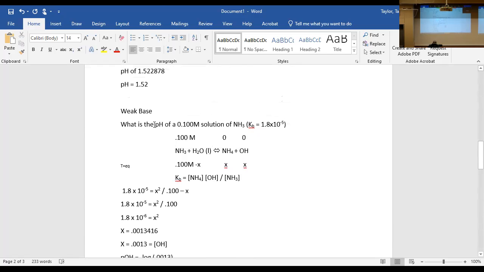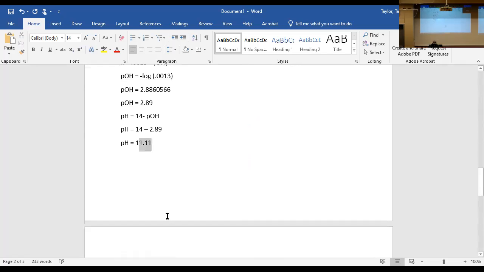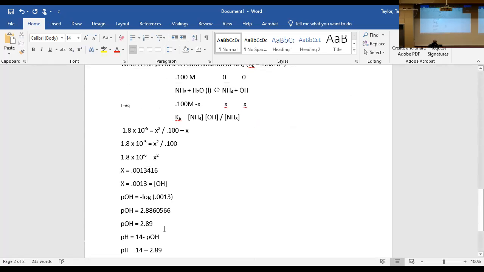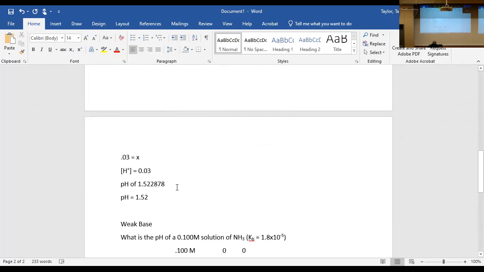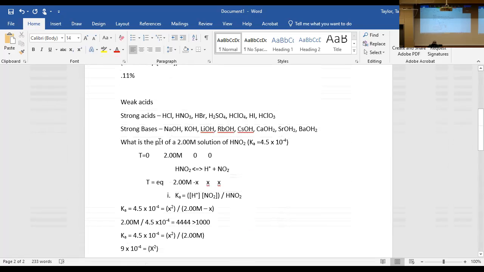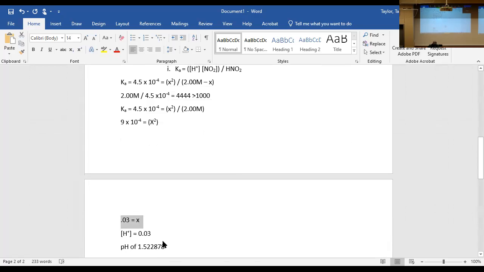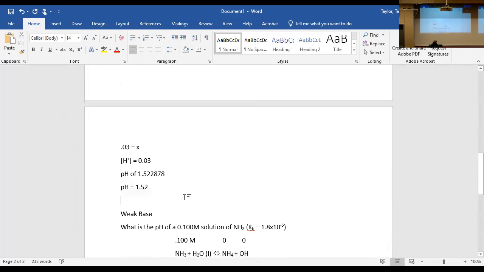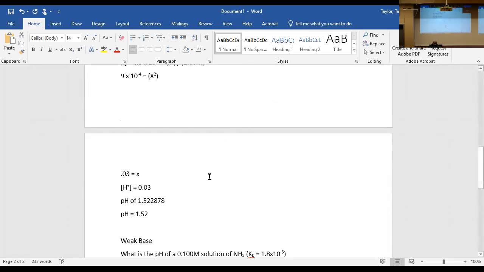And you check it by saying, you see that's a base, so you know it needs to have a pH higher than 7. And that's exactly what it is. It's 11.11, so that checks out. And you know that you're at least in the right half of the right answers. And also, if you ran that check on our pH of the acid, there it is. pH of 1.52, that is a pH less than 7, which is what you want for an acid.